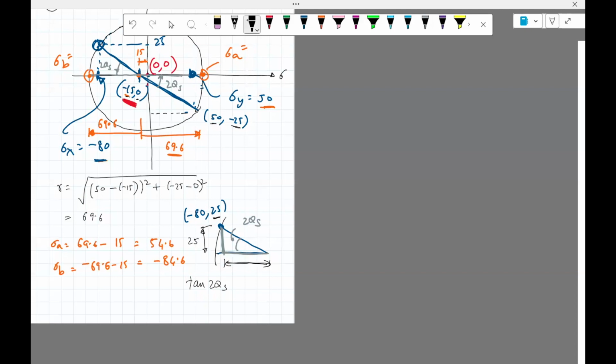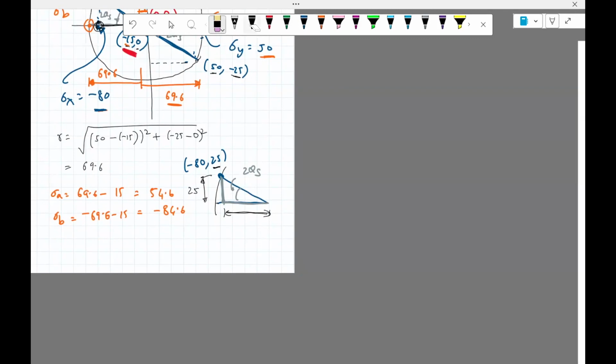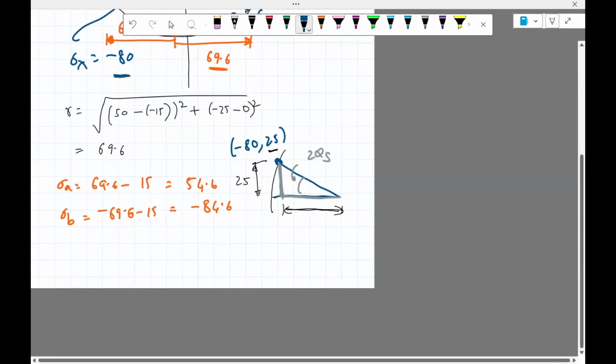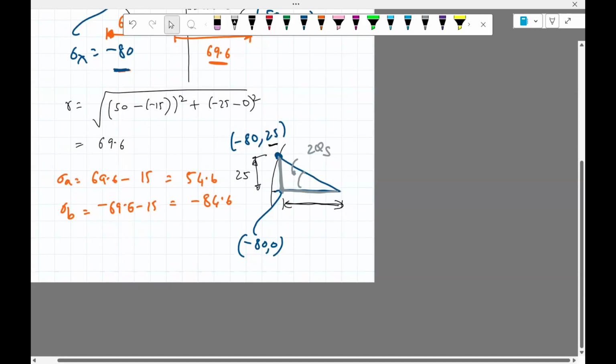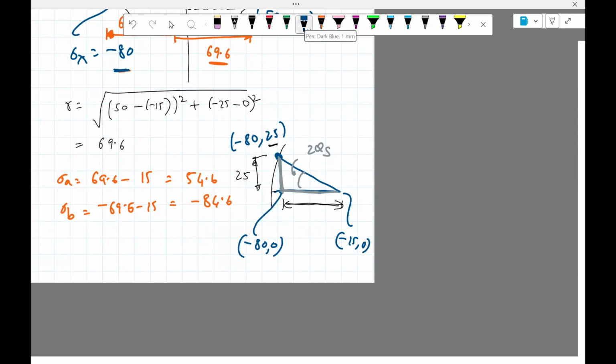It's basically this distance. Again, not from 0, but from this point. The coordinate of this point is minus 80 comma 0. This point, being the center of the circle, is minus 15 comma 0. So this distance is going to be minus 80 minus 15, which is 65. Okay, just the magnitude.